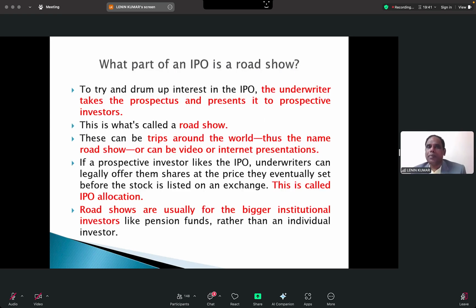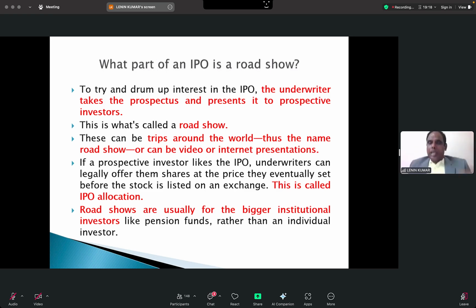What part of an IPO is a roadshow? Whenever we talk about IPO, I think you might have heard about a word called roadshow, if you're very familiar. So, what is this roadshow? To try and drum up interest in the IPO, the underwriter takes the prospectus and presents it to the prospective investors. Now, listen very carefully about the story I have told you till now.